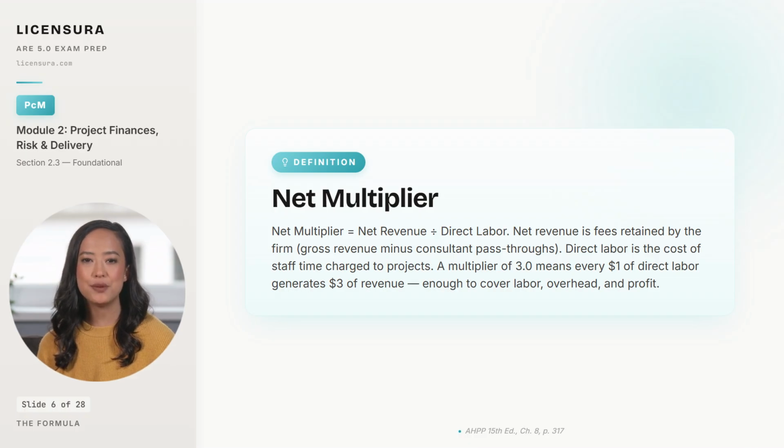Direct labor on the bottom is the cost of staff time charged to projects: the salaries, payroll taxes, and benefits for hours that show up on a timesheet against a project number. Indirect labor, like the principal selling work or admin staff running the office, does not belong in direct labor. It lives in overhead. A multiplier of 3 means every dollar of direct staff time produces $3 of fee the firm retains, and that 3 has to cover the labor itself, the overhead burden, and finally, a margin of profit. What separates a healthy 3 from an unsustainable 2 is the AHPP benchmark band.